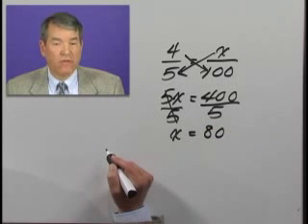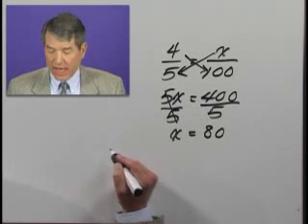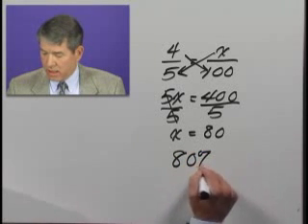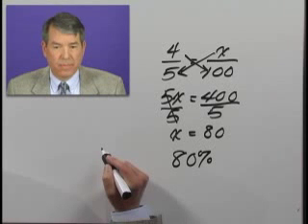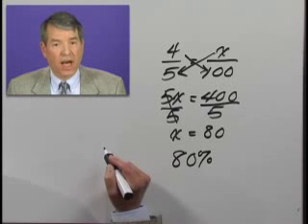In other words, 4/5 can be written as 80%. Percents are special kinds of fractions, fractions that have a denominator of 100. And now you know what a percent is.